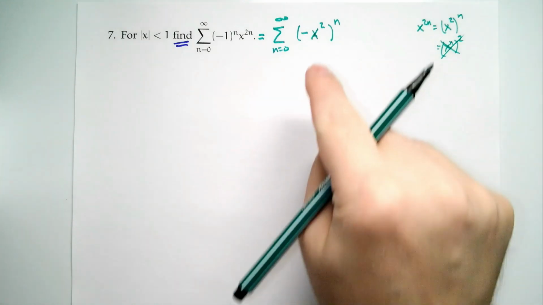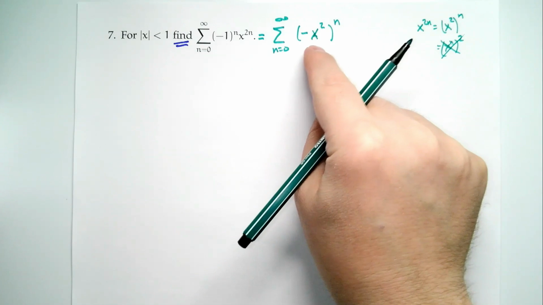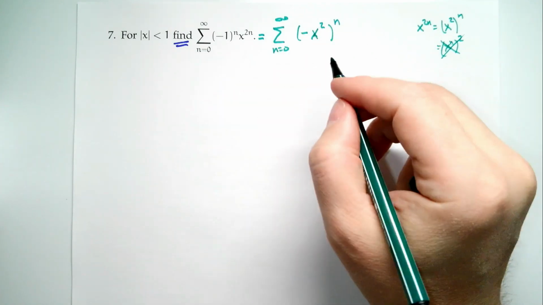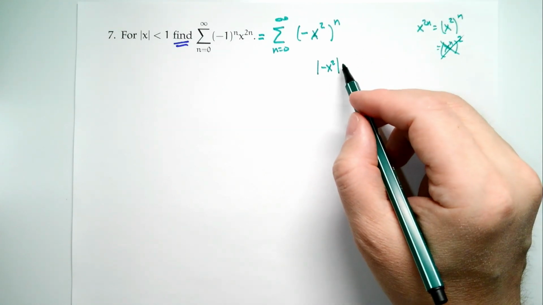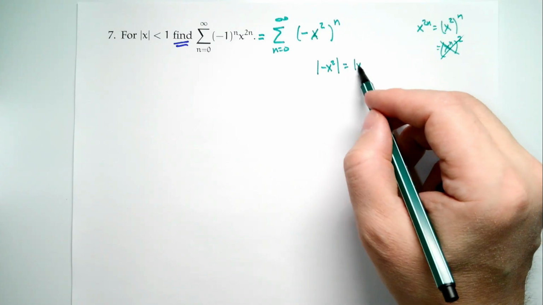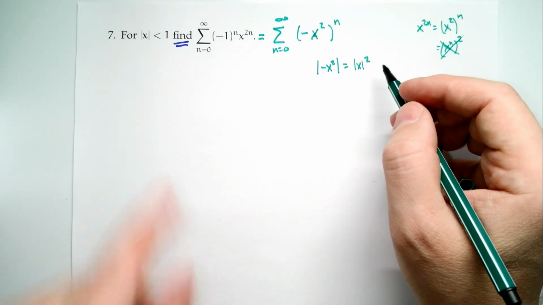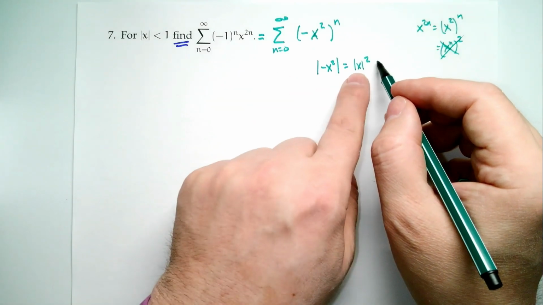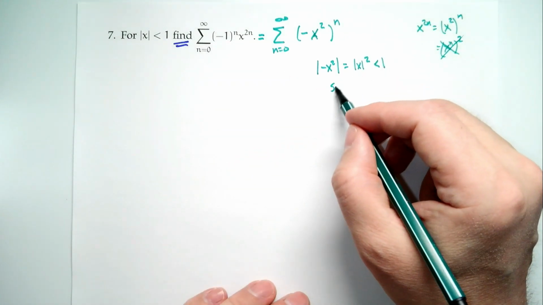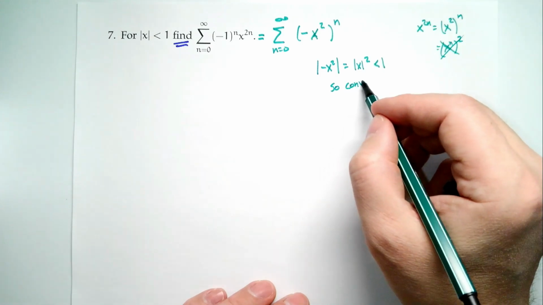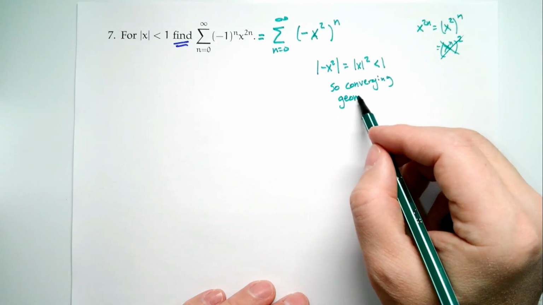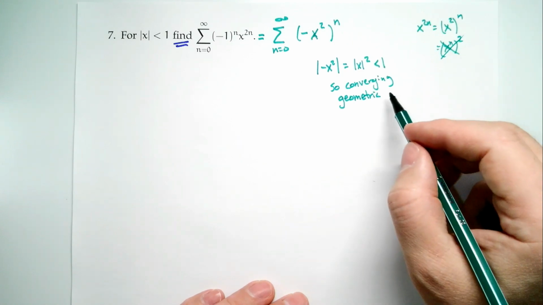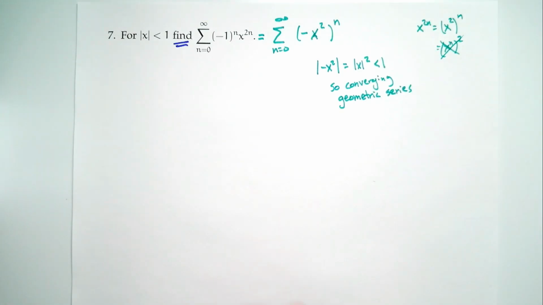All right, now, does this converge? Well, I have something to the n. And now I ask, what can I say about the absolute value of negative x squared? It's the same as just the absolute value of x squared, and I know that the absolute value of x is less than 1, so if I square that, that's still less than 1. So this is a converging geometric series, because the only thing I need to say in order for it to converge, if it's geometric, is that whatever I'm multiplying by has to be smaller than 1.